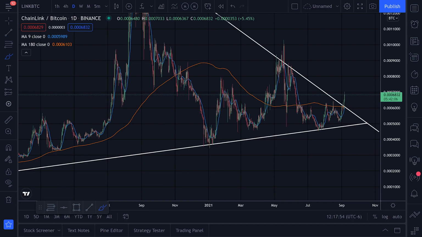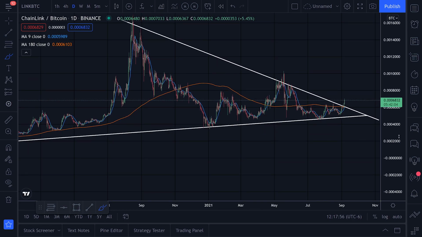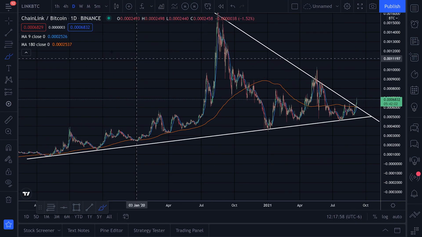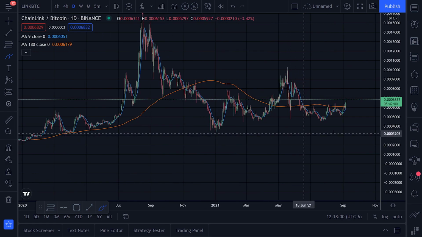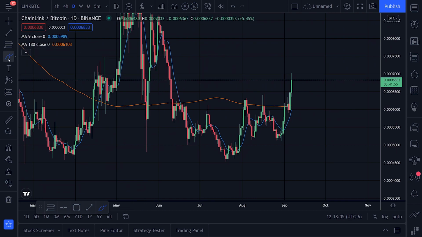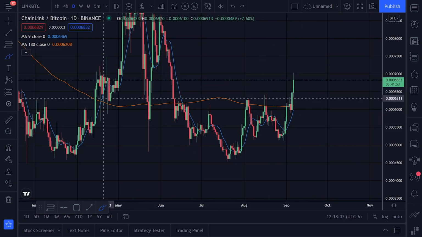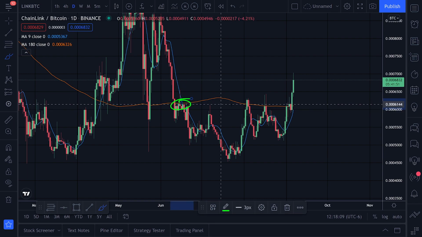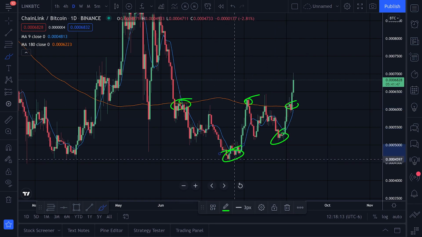Alright, so let's take a look at Chainlink to Bitcoin. And this is another reason that I've been kind of watching this. So let's actually delete everything on here because that's the bigger time frame and we'll get to that in a minute. But if we go into this smaller little area right here, let's do some technical analysis on this. We had resistance right here, and resistance right here, support right here, support right here.